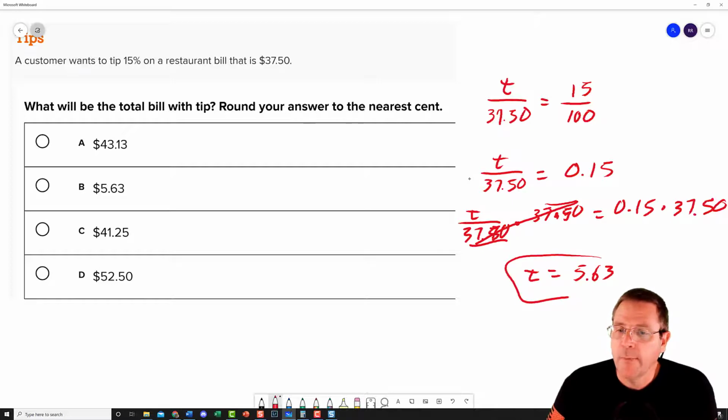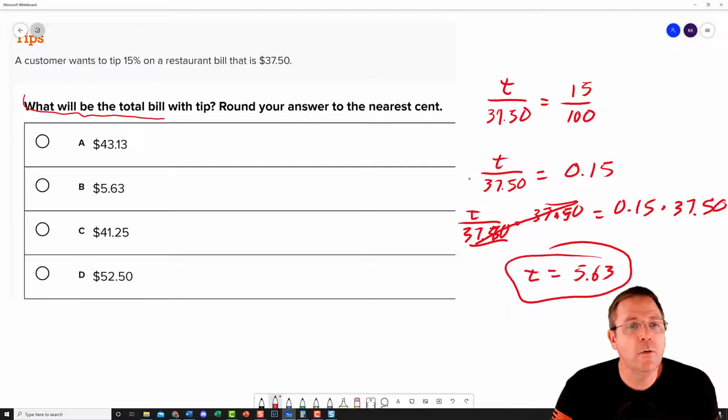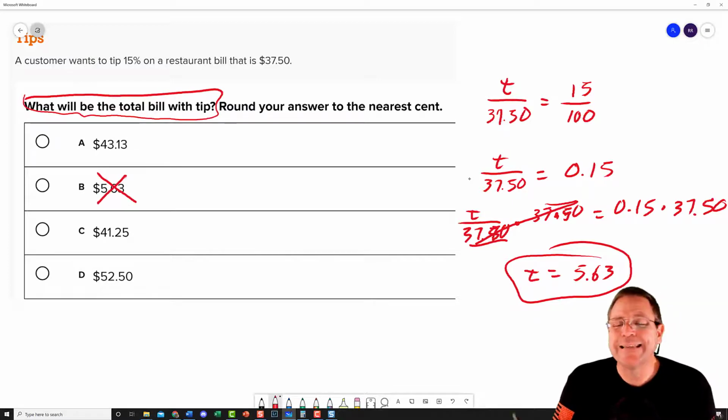$5.63. But that is not what it asked, or is it? It says, what will the total bill be with the tip? Well, $5.63 is the tip itself. It's not the total bill.